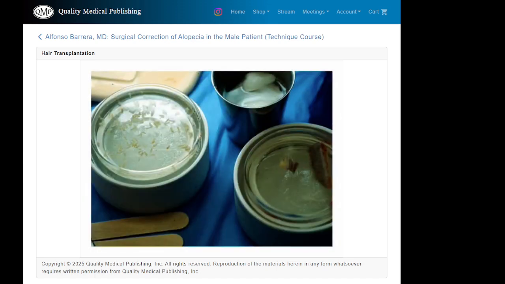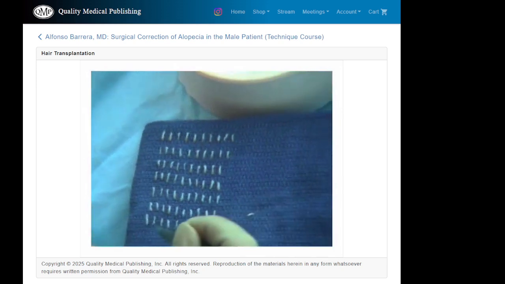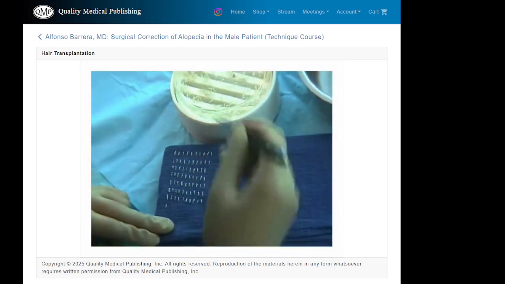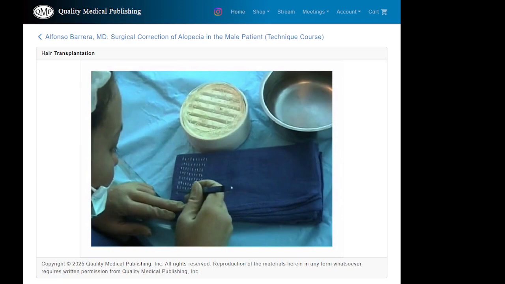The harvested scalp and all grafts are kept chilled in normal saline until transplanted. Once the grafts are ready, they are lined up on a wet blue or green towel. Here, an assistant lines up the grafts in rows of 10 by 10 grafts. These 10 by 10 rows help the team keep count of the grafts.